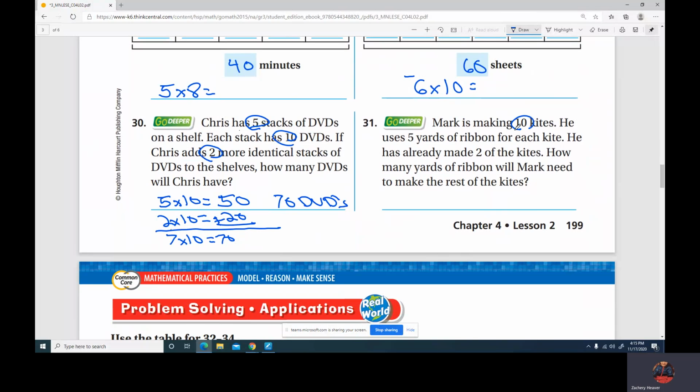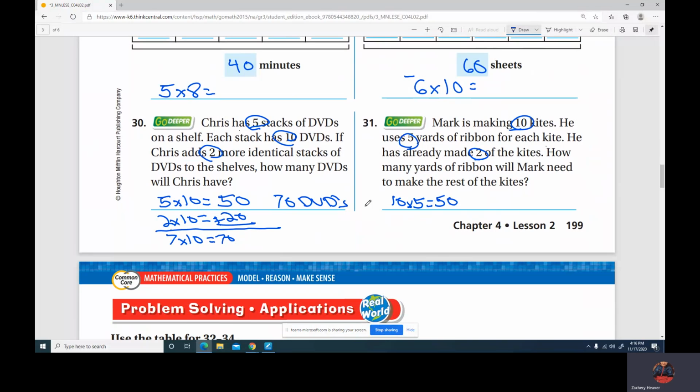Mark is making 10 kites. He uses 5 yards of ribbon for each kite. He already has made 2 of the kites. How many yards of ribbon will he need to make the rest? So he's making 10 kites, and they're each going to be 5 yards long. So I know 10 times 5 is 50. So he's really going to need 50.